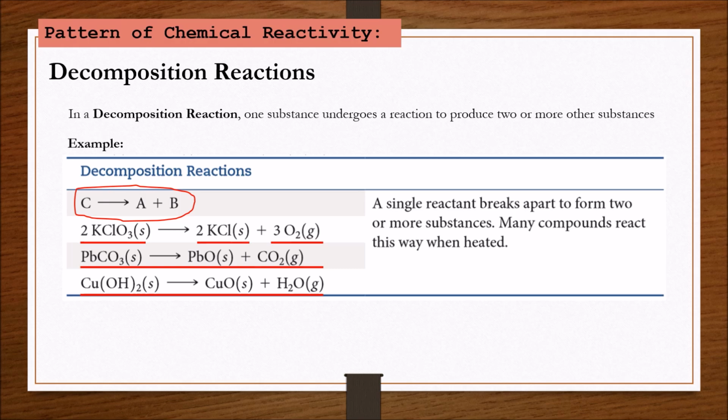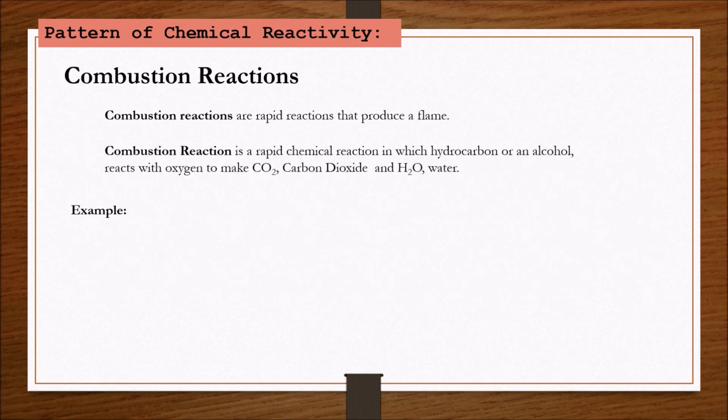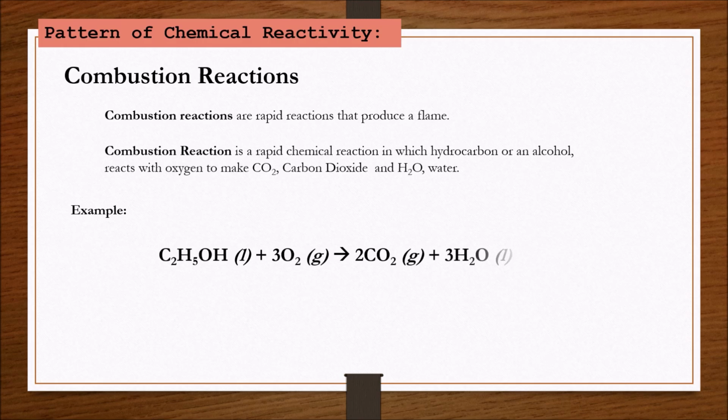Okay, so the last type of reaction is the combustion reaction. Combustion reactions are rapid reactions that produce a flame. Basically, a combustion reaction is a rapid chemical reaction in which hydrocarbons or an alcohol react with oxygen to make carbon dioxide and water. For example, this molecule right here, called ethanol, can combine with oxygen in a combustion reaction to form carbon dioxide and water.